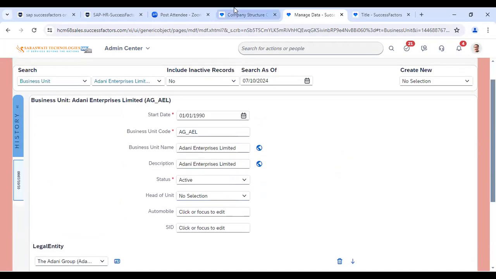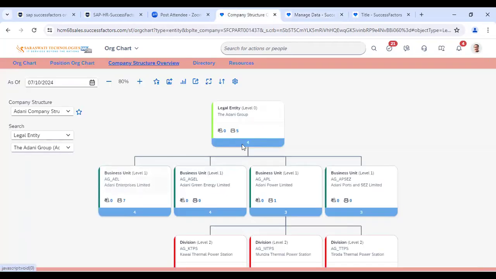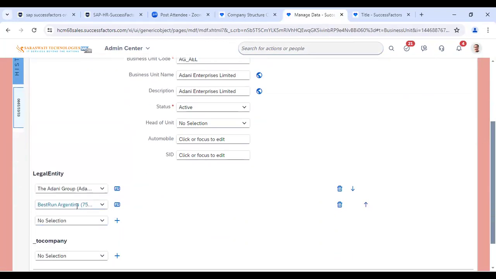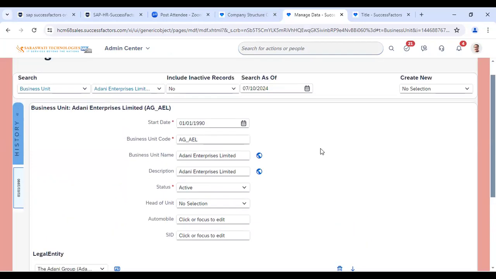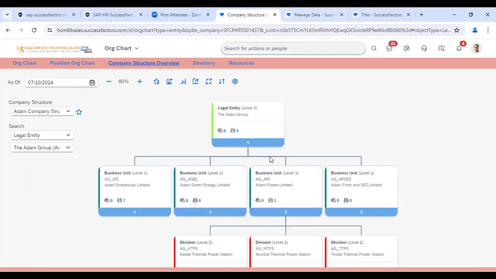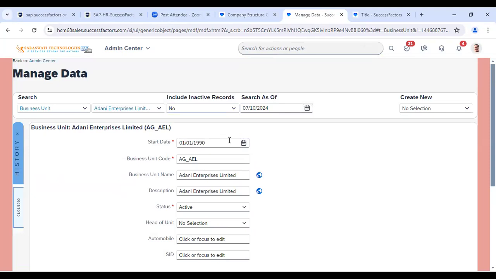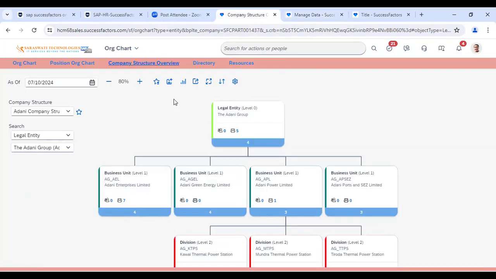If you can see the legal entity here, AEL is coming under the legal entity of Adani Group, and under this, Argentina also. So I think this is very technical, you need to understand how you will do the associations, because if you can make that association in the system, that will be workable. Everything depends on whatever changes you are making in the employee profile, and the other things and the configuration.